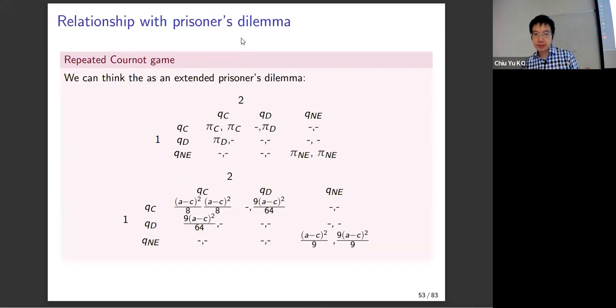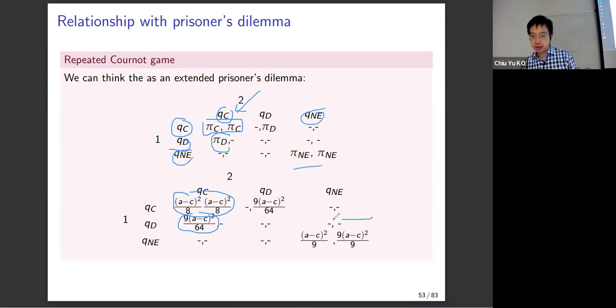So this is the game. That's what you think. If you collaborate, everyone will share the monopoly profit, so it's this one. And if the other guy is still doing monopoly and you deviate, this is your profit. This is the gain. And this is the punishment. This Cournot outcome is here.